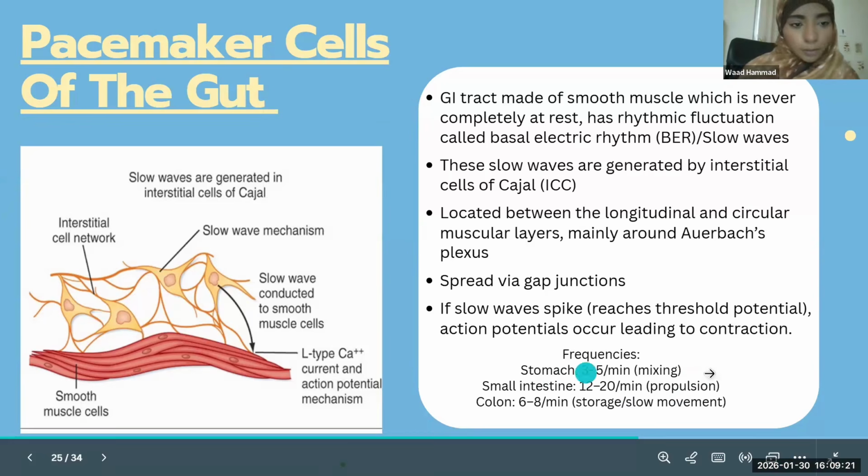You don't really need to remember these frequencies. I'm pretty sure there's no way she's going to ask anything about that. But just for your information, in the stomach, the slow waves are usually 3 to 5 per minute. For the small intestine, 12 to 20, and then for the colon, 6 to 8. Again, I don't expect her to ask this.